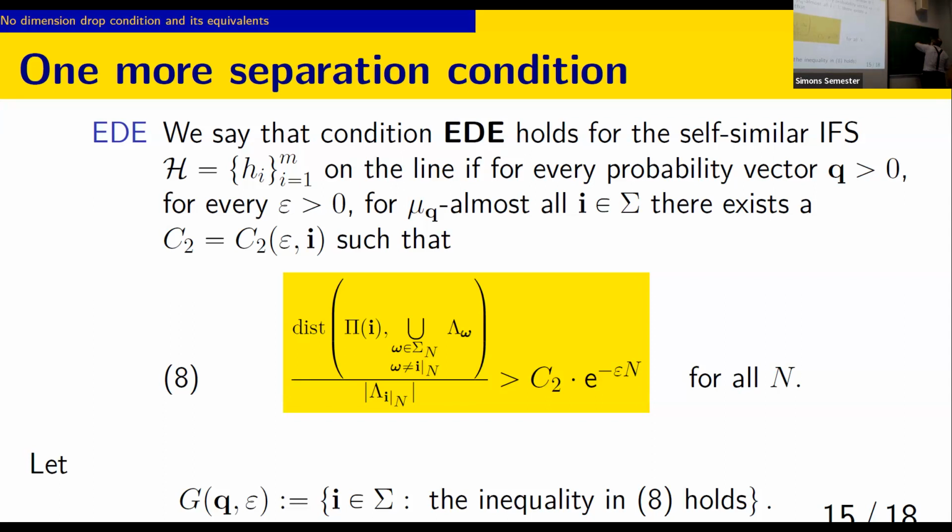First of all, if you have this condition, then there is going to be no dimension drop. Why? Because if you write g_q epsilon, g_q epsilon is the element of the symbolic space such that this inequality holds. So this distance of pi I and the union of lambda omega, where omega is from sigma n and omega is not equal to I n, this distance divided by the length lambda I n is bigger than c to the power epsilon n. This is the fact.